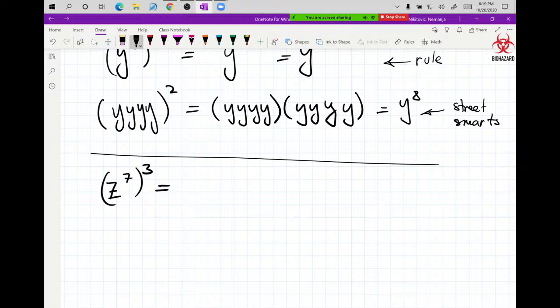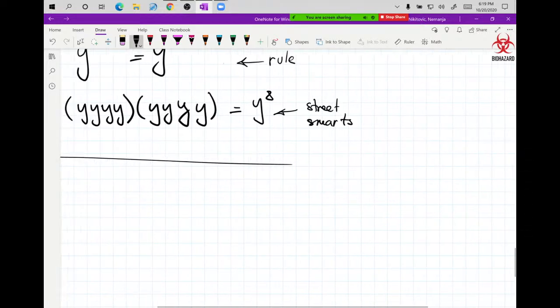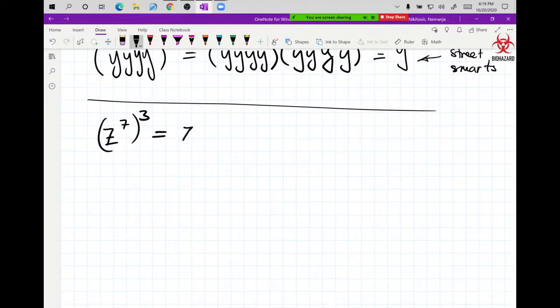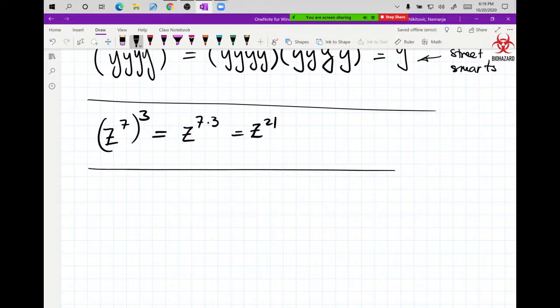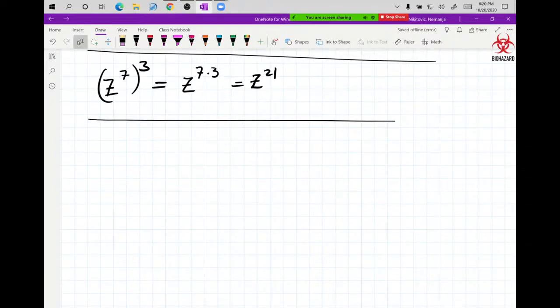Z times Z to the 21st power? Yes, Z to the 21st power. Excellent. So this is going to be Z, 7 times 3. It's Z to the 21. Awesome. Let's take a look at another problem.